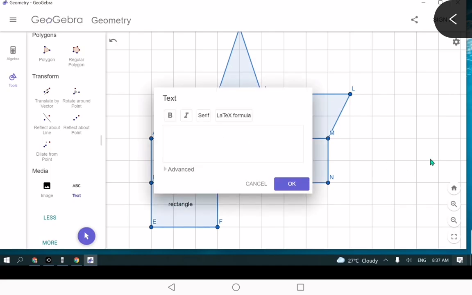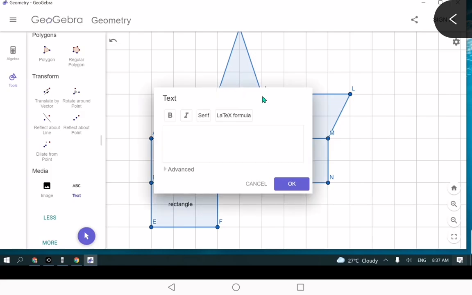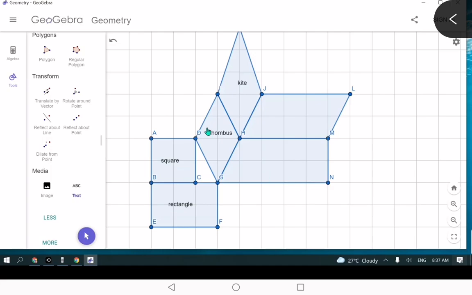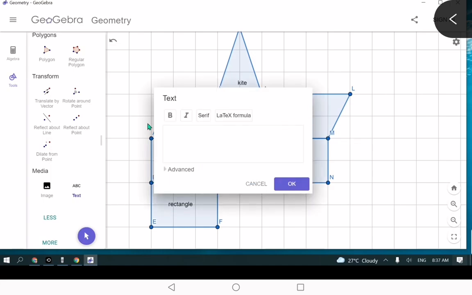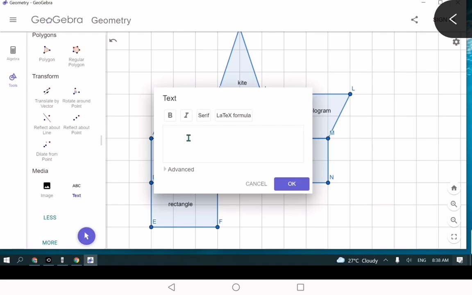This one we call a rhombus. This one we call a kite. This one we call a parallelogram. Lastly, we call it a trapezium. Okay, these are the six of them.